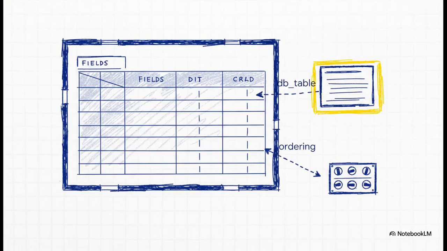And for when you need a little more control, your models can have an inner class called Meta. This is where you can tweak things that apply to the whole model, not just one field. You can set a custom table name, for example, or tell Django how you want the data to be sorted by default. It's like the fine-tuning dial for your data blueprint.